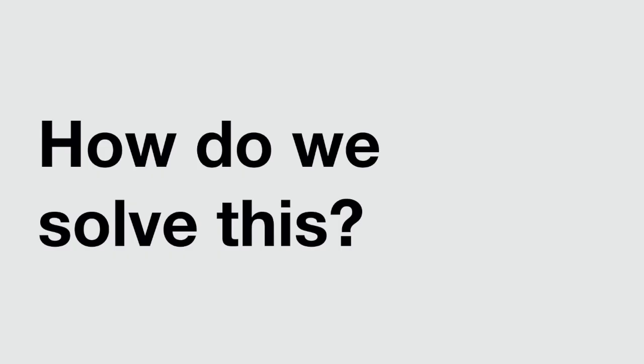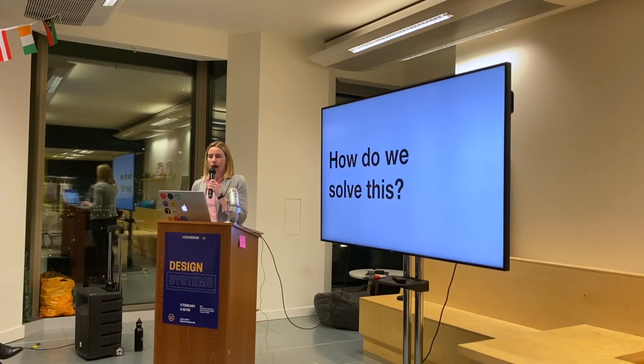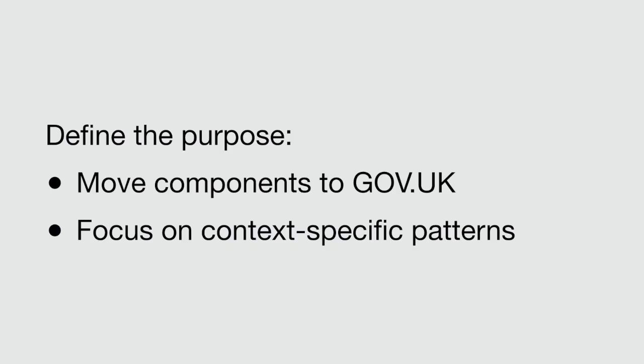So how do we solve this problem? It's not just for MOJ, it's for all departments, like I said. And there are some solutions, or some recommendations, that I've got. We haven't actually acted on any of these yet, and they are hypotheses. But this is the exciting thing: we have some actions we could take to try and solve this issue. So one thing is defining the purpose.